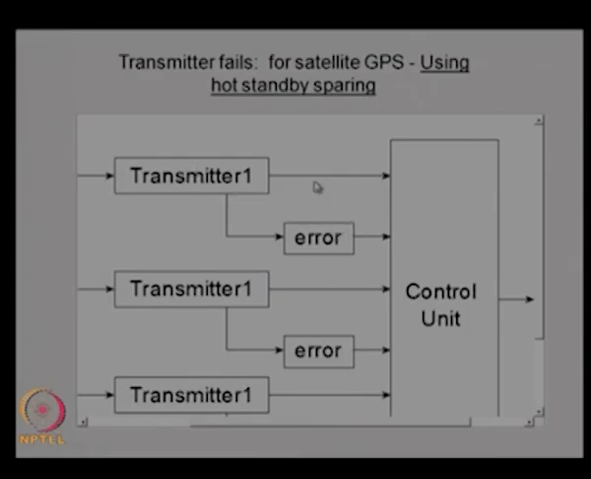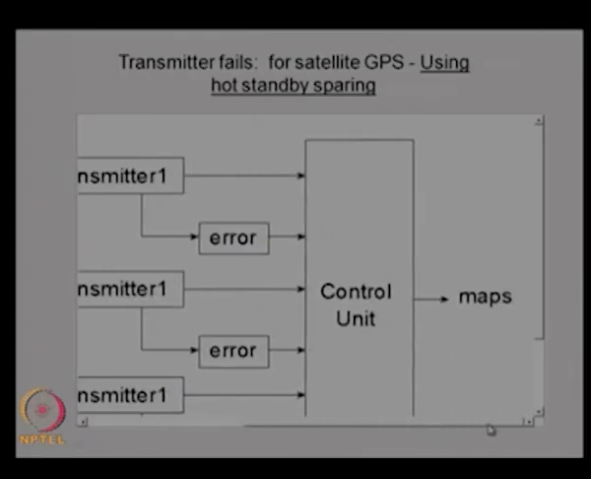So based on that, this will declare whether there is an error or not. If there is an error in this particular transmitter, then automatically data from the other transmitter will be accepted by the control unit, and the control unit will give an output to the system here. So based on this, the data will be accepted. So depending on the health condition of the transmitter, whichever transmitter is in good health condition will be used for providing the data. So that is the hot standby sparing method.